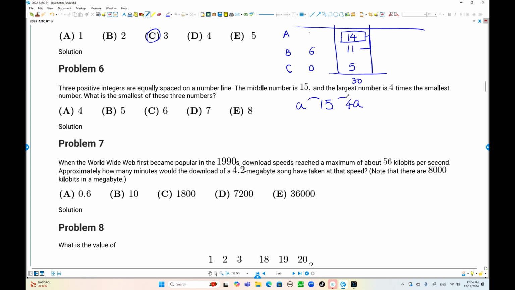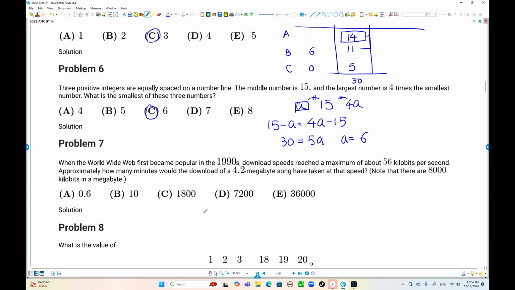The difference must be equal, right? What is the smallest number over here? The value of this one. So 15 minus A equals 4A minus 15. Solve this one: 5A equals 30. That's right, A equals 6.